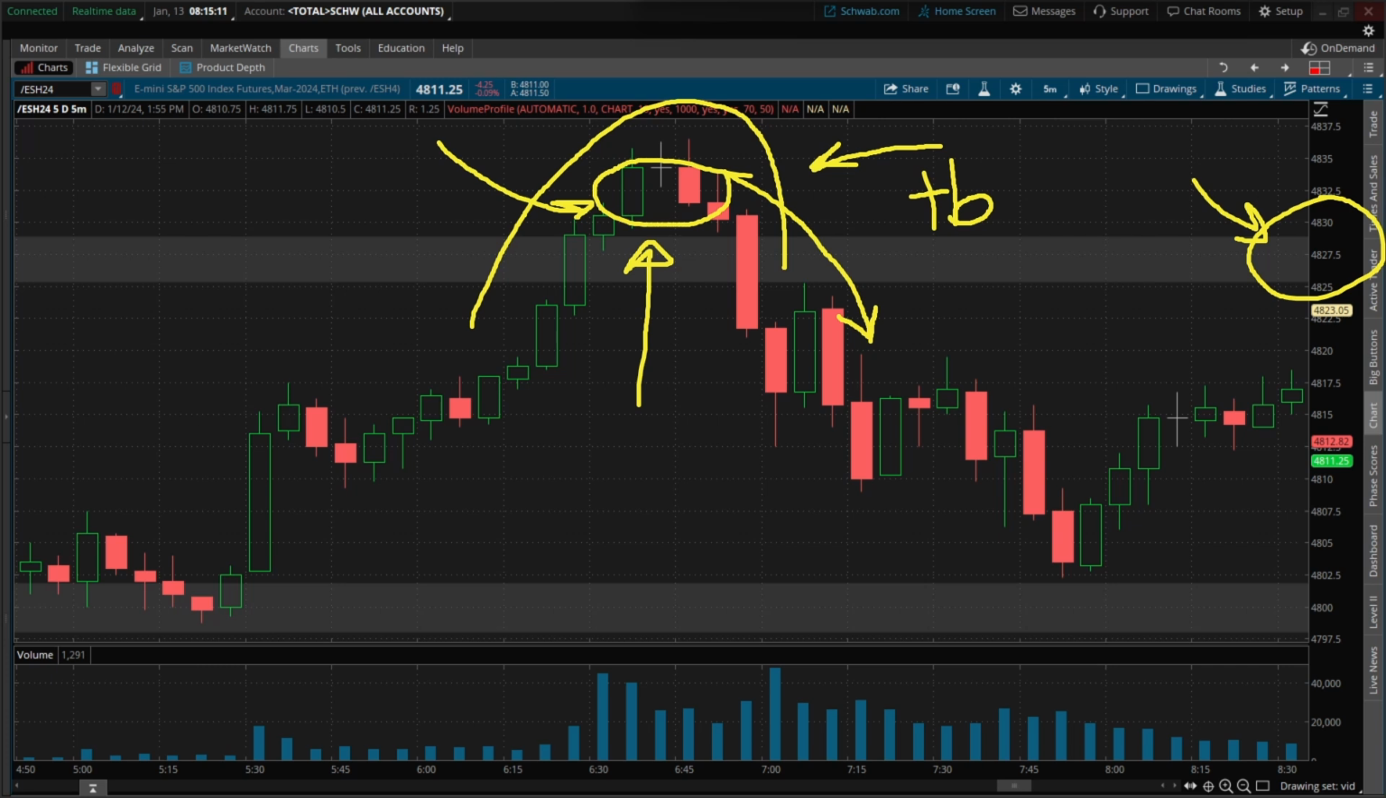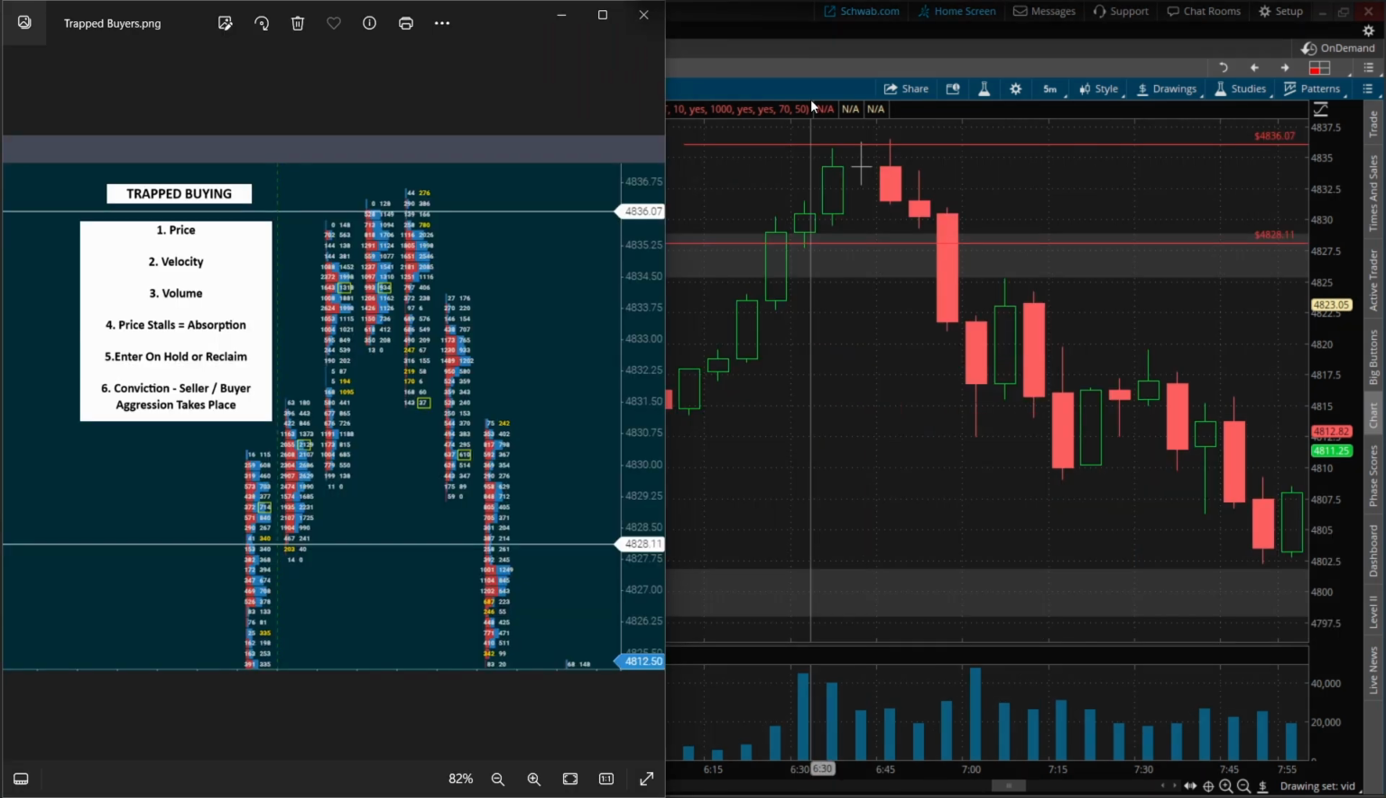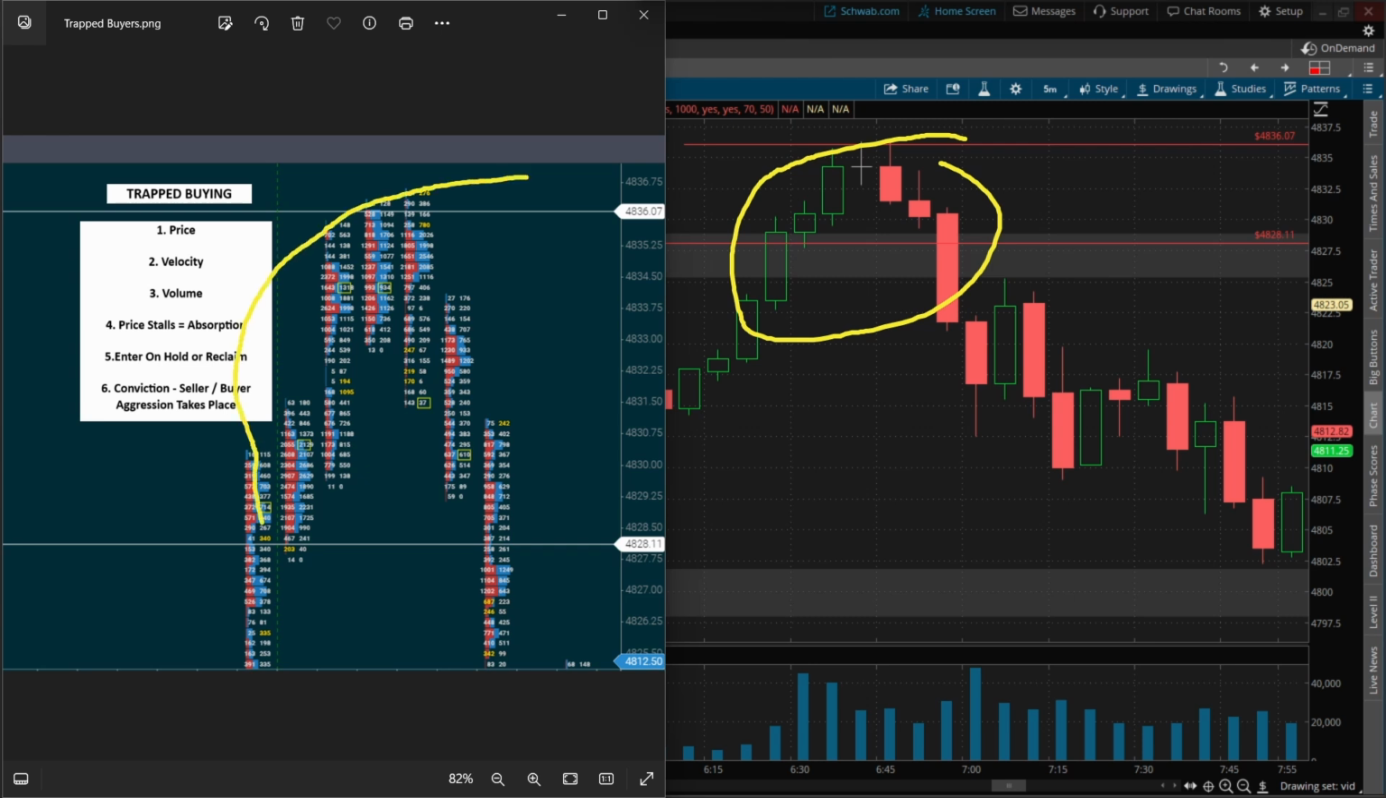Trap buyers form when aggressive bids sweep the market in an attempt to break price out of a resistance area into new highs or out of balance. We're going to do a side-by-side comparison here. This candlestick chart is exactly the same formation as this footprint chart we have. Okay, they're exactly identical.